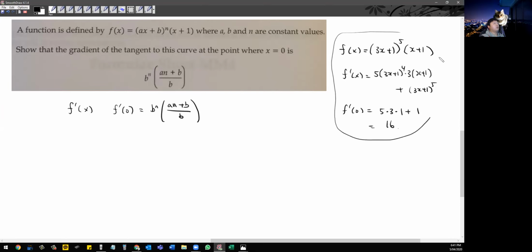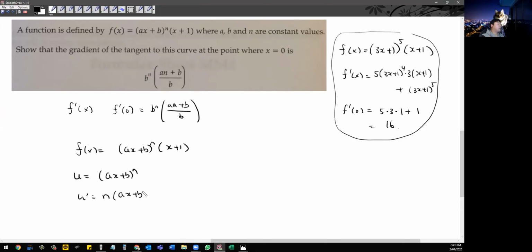But it's pretty much the same thing, except that you don't know these values. So you have to differentiate with all these unknowns, which is of course more difficult than dealing with numbers. And you just have to plug in 0 there. So f of x equals ax plus b to the power of n, and then x plus 1. Now, if you have u that's equal to ax plus b to the power of n, so u dash is equal to n bracket ax plus b to the power of how much? N minus 1.